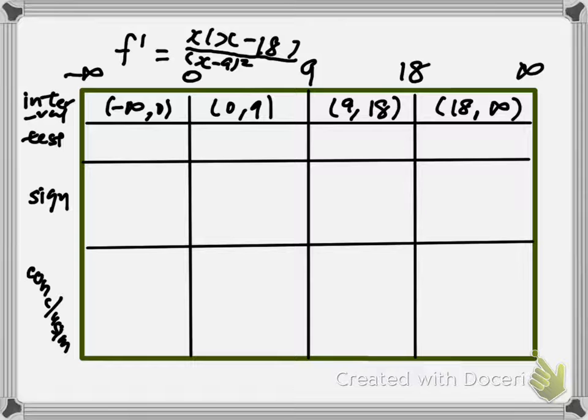Alright, and my favorite test values that I'm going to choose are, say, -1. Over here I can do a 1. Here between 9 and 18 I can choose a 10. Here I can choose a 20. Alright, so this is the part that students get confused. They do not know how to find a sign. Let's start with 20. If I put 20 inside this function, what would I get? I will get a 20 times 2 over 11 squared. That's a positive number, isn't it? That's a positive number. So this is positive.